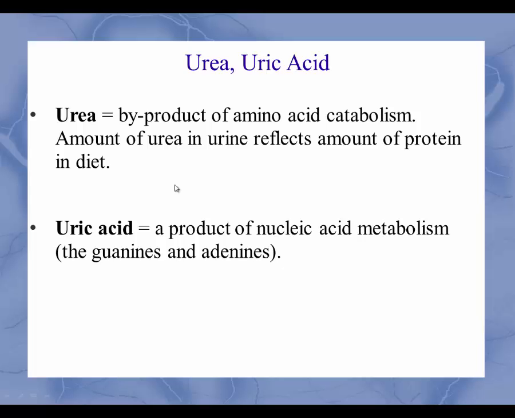Urea and uric acid, these are somewhat related, but they're not the same. Urea is the byproduct of amino acid catabolism, and the amount of urea found in urine is a reflection of how much protein is in your diet. And then uric acid is the product of nucleic acid metabolism, in particular the guanines and adenines. Remember, these are 2 of the 4 nucleic acids that you have, along with thymine and cytosine. So urea, amino acid breakdown, and uric acid, nucleic acid metabolism.